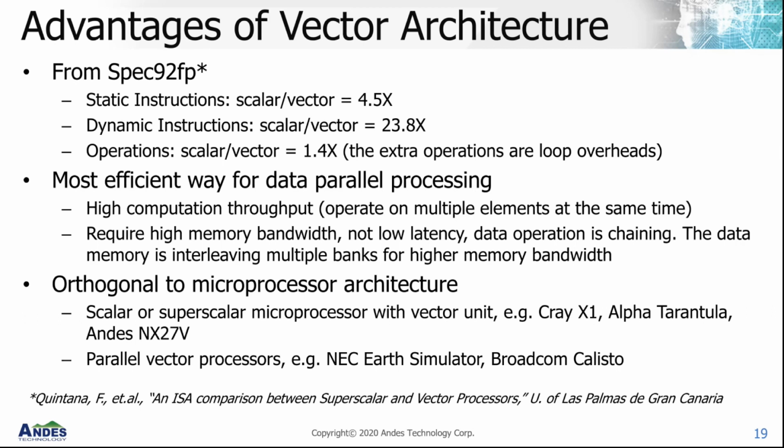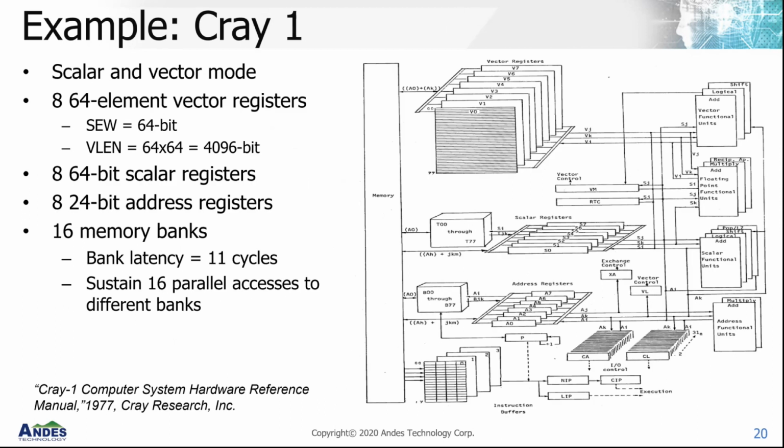Okay, so let's look at the Cray-1 as an example that has been around for a long time. I guess it's from 1977, and this was a huge processor system computer at that time. It has 8 vector registers, and each one of the vector registers has 64 elements. The element width is 64 bits, so the VLEN is 64 times 64, which is 4096 bits. This is actually the Andes vector register file, which is basically the same size as the Cray-1.